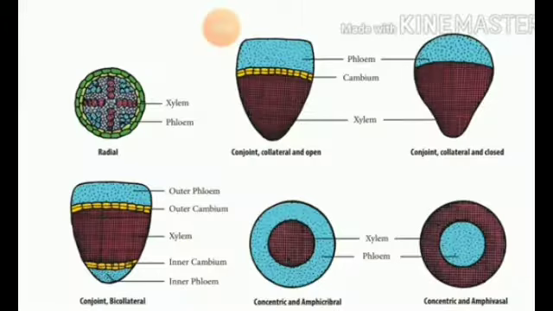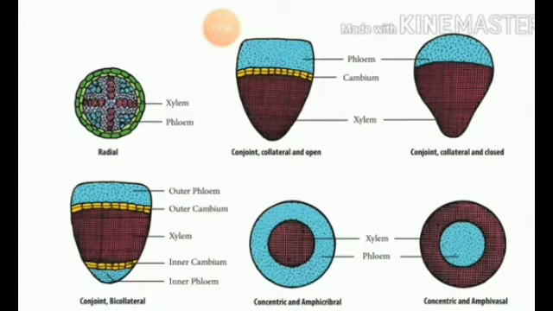Next topic: vascular tissue system. It consists of xylem and phloem tissues. They are present in the form of bundles called vascular bundles. Xylem conducts water and minerals to different parts of the plant. Phloem conducts food materials to different parts of the plant. There are three different types of vascular bundles, namely radial, conjoint and concentric.